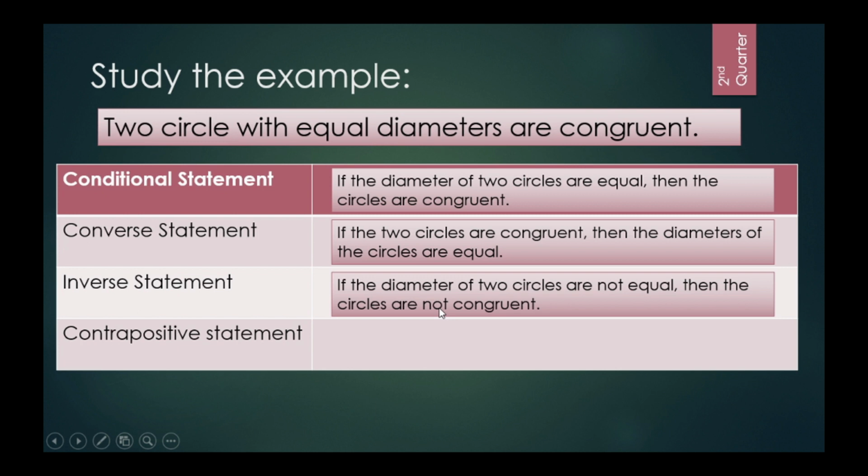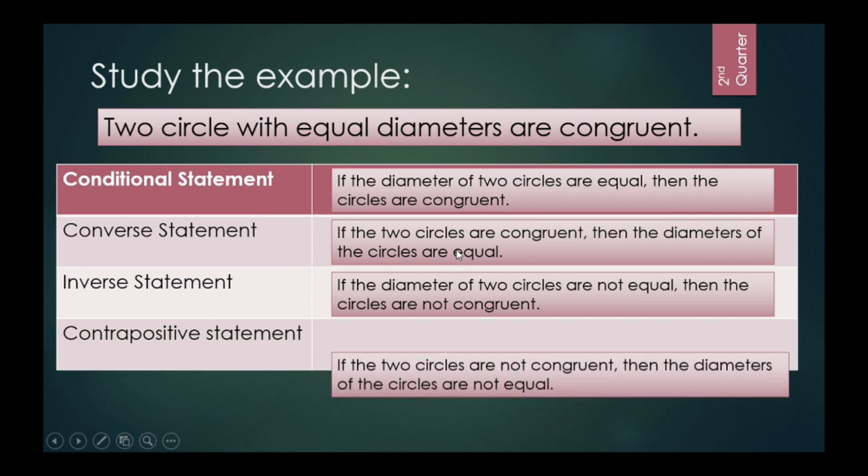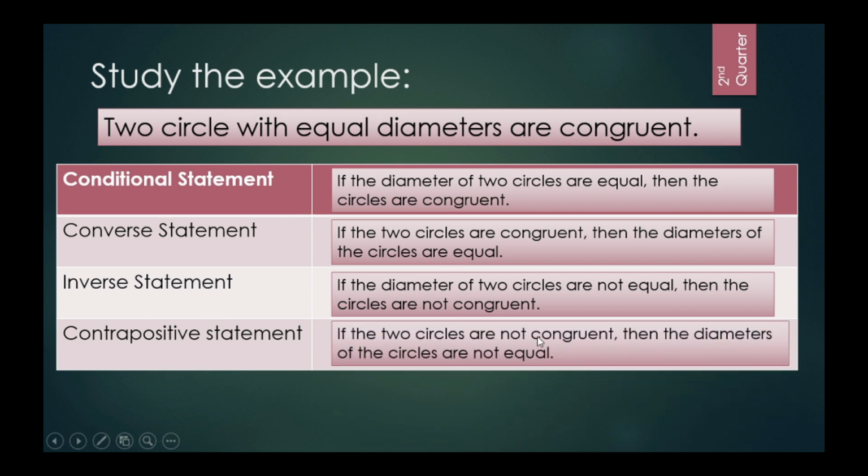And for the contrapositive, tingnan nyo yung converse, lagyan mo lang to ng not, tsaka doon sa isa ay not. So we have, if the two circles are not congruent, then the diameters of the circles are not equal. So, that is how we make conditional to converse, to inverse, and contrapositive statements.